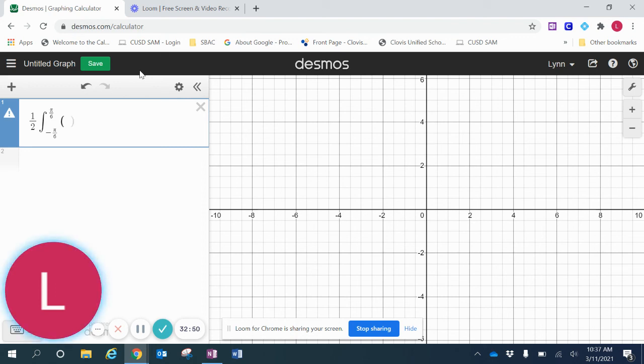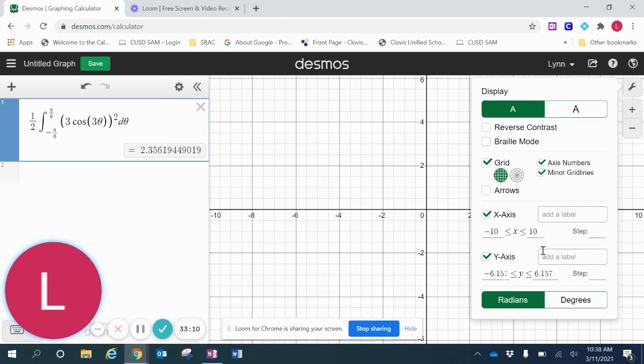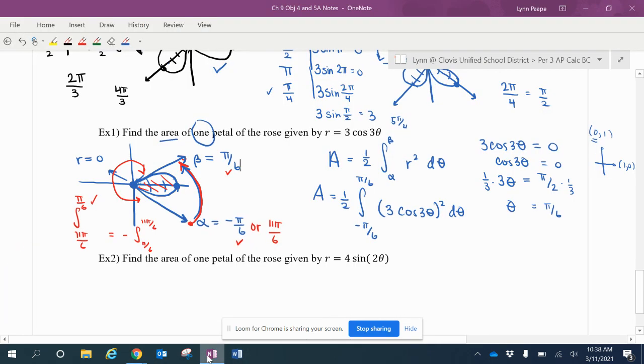And then the quantity, so it was 3 cosine of 3 theta, so type out the word theta. And then my squared is all the way on the outside, and then d theta. Okay, and then you should make sure you're in radians. So I'm just going to check my settings. Right here it says radians. So then my value would be 2.356. So my area here would be 2.356, I believe. Yeah.